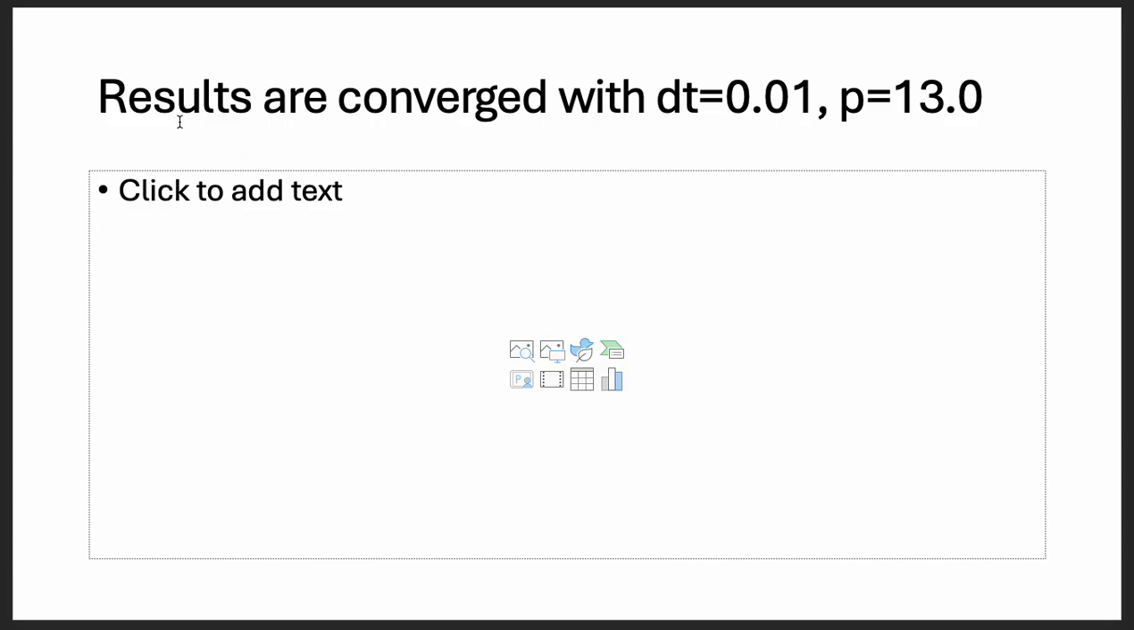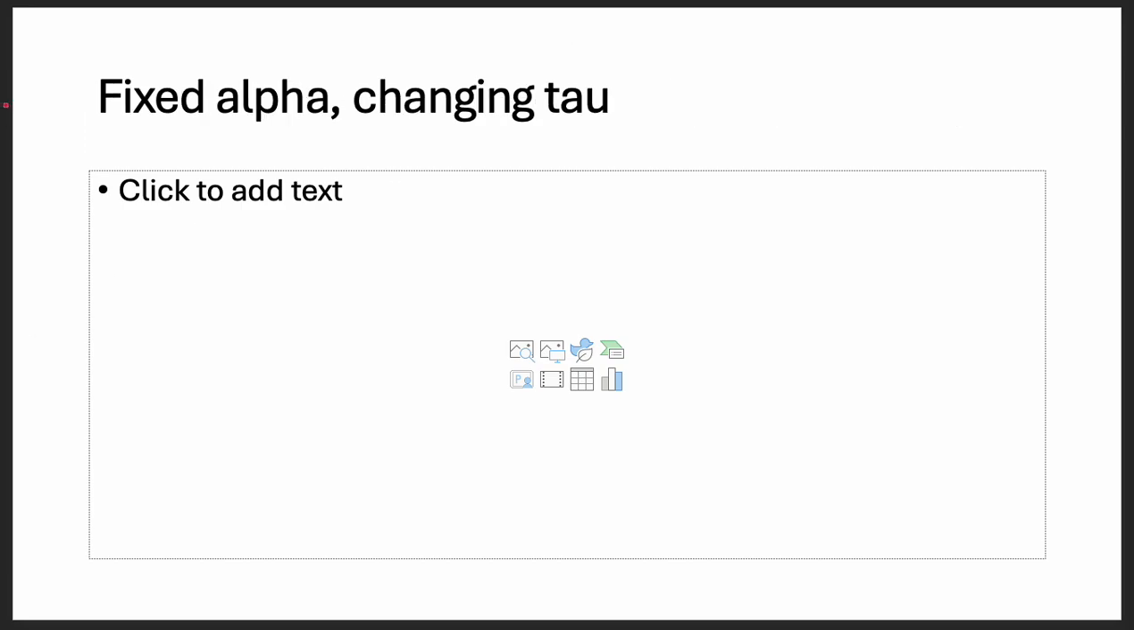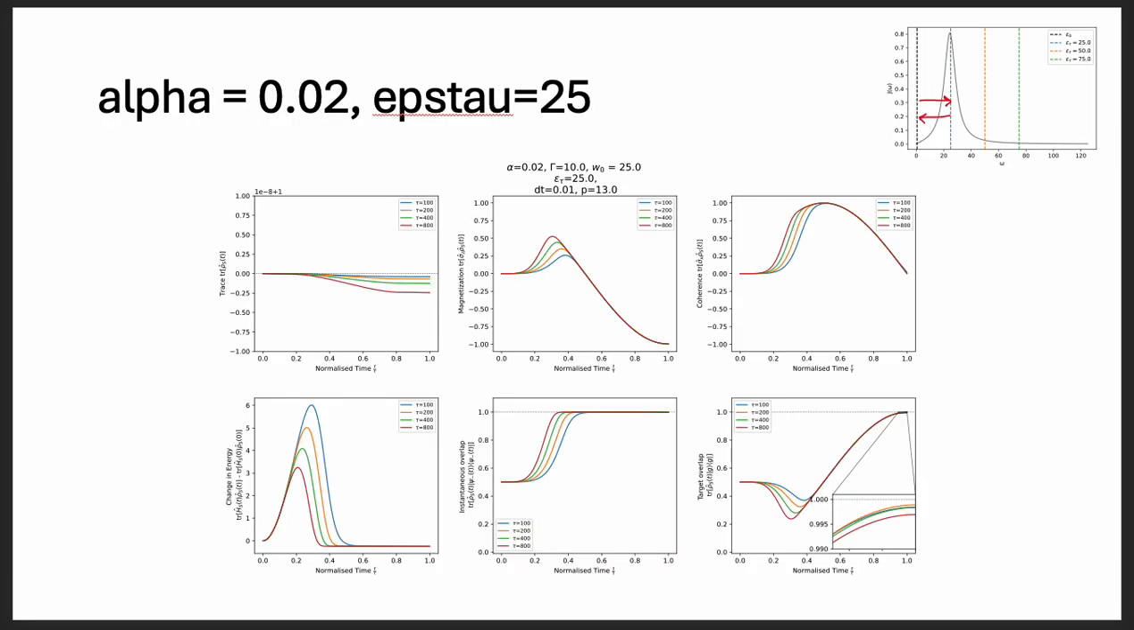So from what I can see from this, the results look converged with dt is 0.01 and p is 13. So now I use these numerical parameters and look at particular changes in the results. First of all, we're going to fix alpha and then we're going to change the protocol time.